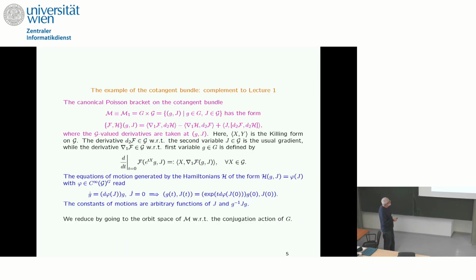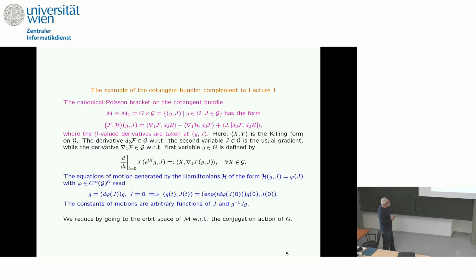Okay. And now briefly, the example which I was discussing last time, and I planned to present this at the beginning of my talk, but I had no time, so I skipped it. So this is a complement to lecture 1. Let's go back to the cotangent bundle, and this is the formula for the Poisson bracket. Never mind, this 1 and 2 means derivative with respect to the first variable, second variable.